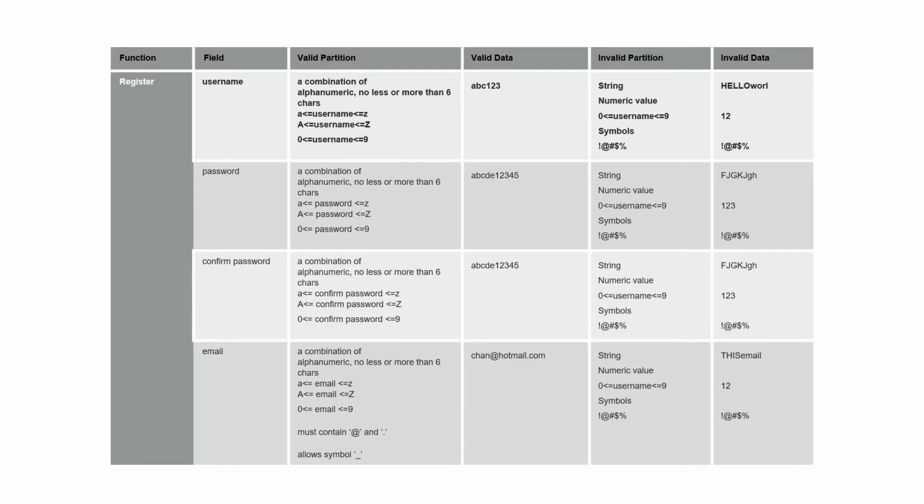Next function is register, and it has many test fields. And the first test field is username, then password, confirm password, and these three test fields have a same valid partition, which is a combination of alphanumeric, no less or more than 6 characters. And the next one is the email text field, and it also have a combination of alphanumeric, no less or more than 6 characters, and this text field must contain @ and dot symbol, and it also allows the underscore.